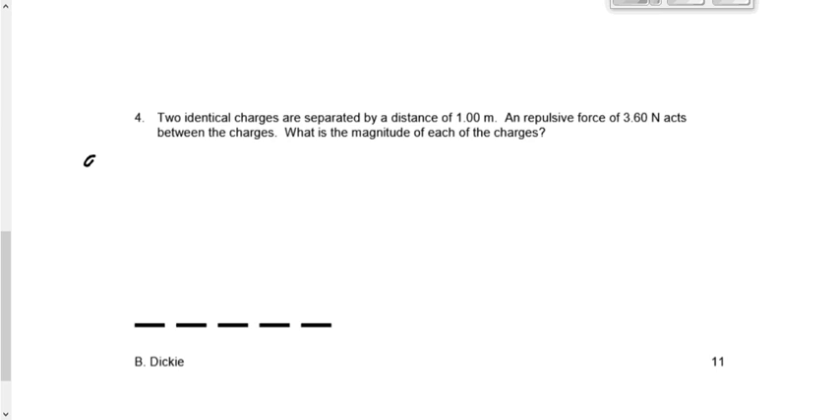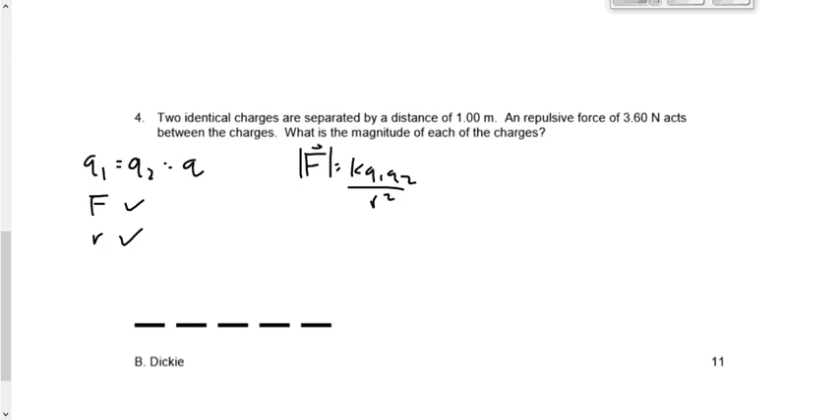What we know here is that Q1 equals Q2 because they're identical charges. Since they're the same values, let's just call them both Q. We know that there's a force, and we know that there's a distance that separates them as well. Let's say F is equal to K Q1 Q2 over R squared. But what's the value of Q1 and Q2 again?